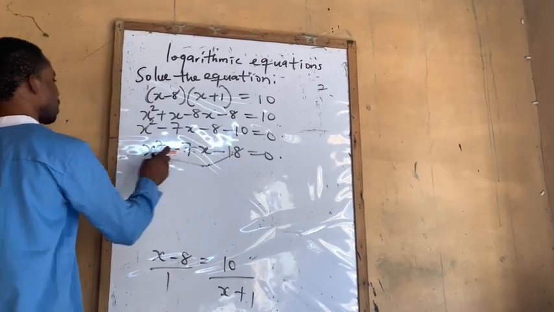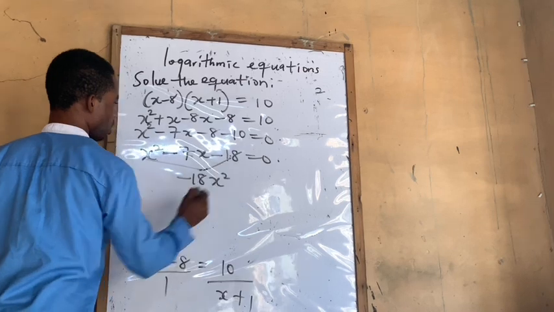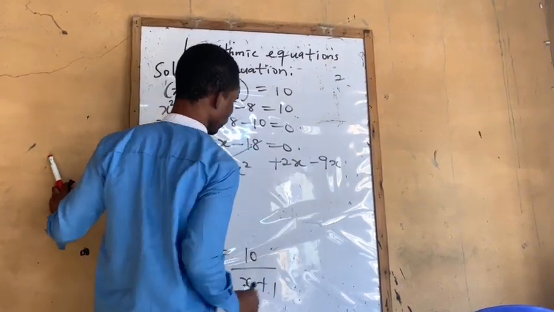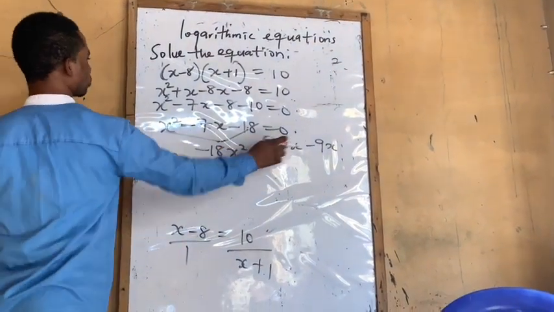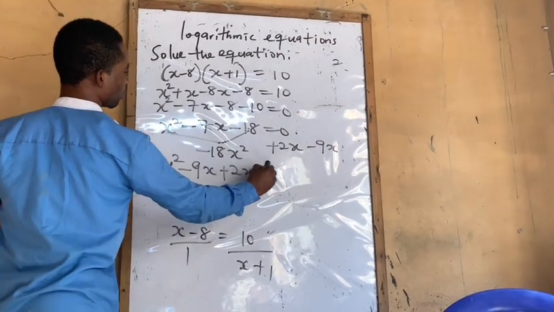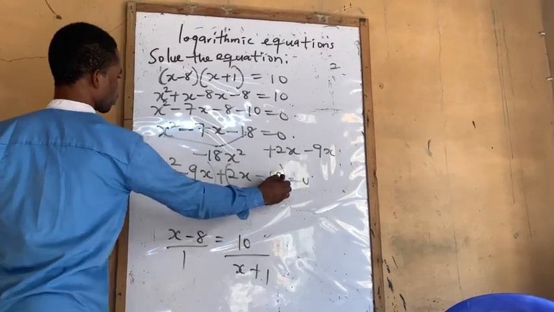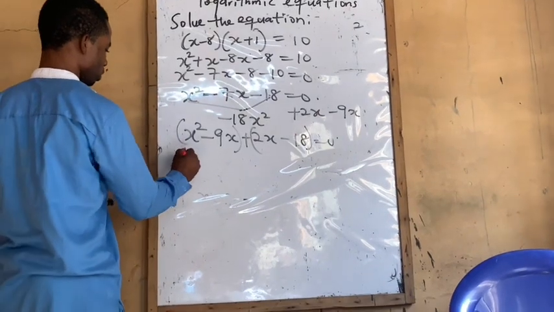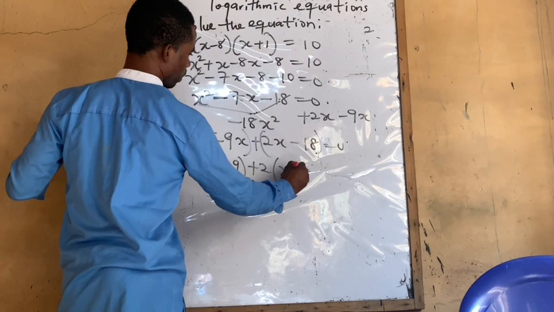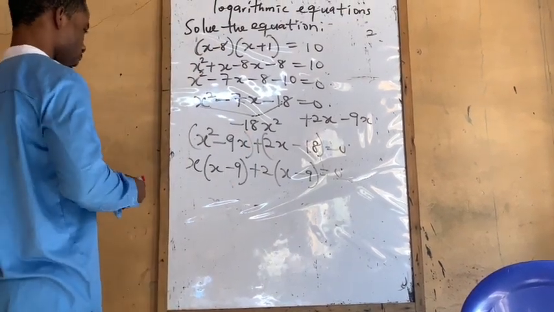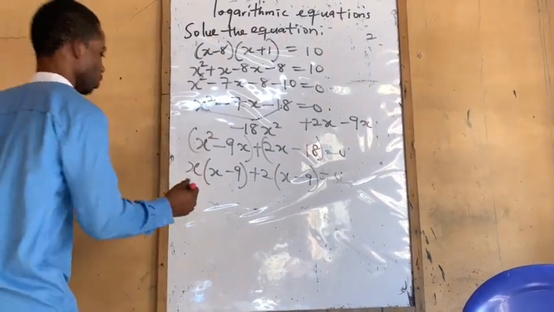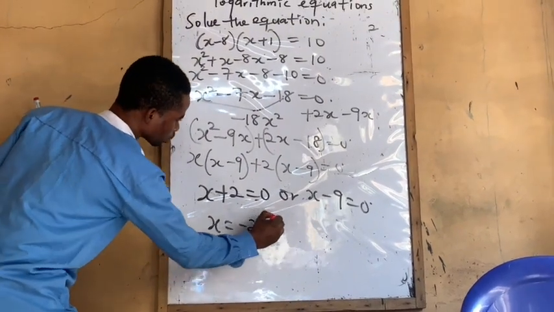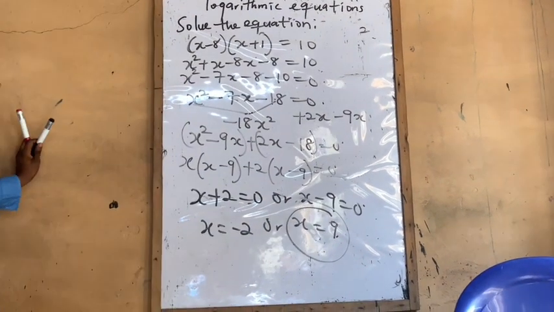That is minus 18 times x squared, that's minus 18x squared. What are the two numbers we need? Plus 2x, minus 9x. Correct. So that means we are going to do x squared, minus 9x plus 2x, minus 18 equals 0. So you group them. Now what is common here? That is x. x is common: x(x minus 9) plus 2(x minus 9) equals 0. So we're going to have x plus 2 equals 0 or x minus 9 equals 0. In which you know that x equals minus 2 or x equals 9. So that is going to be our answer.